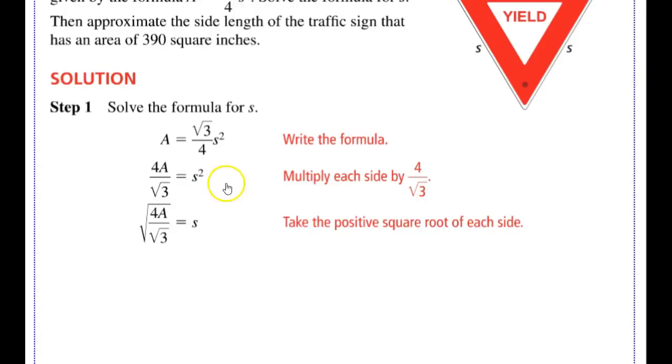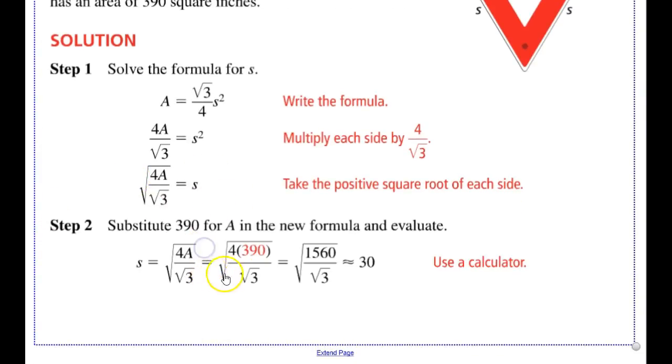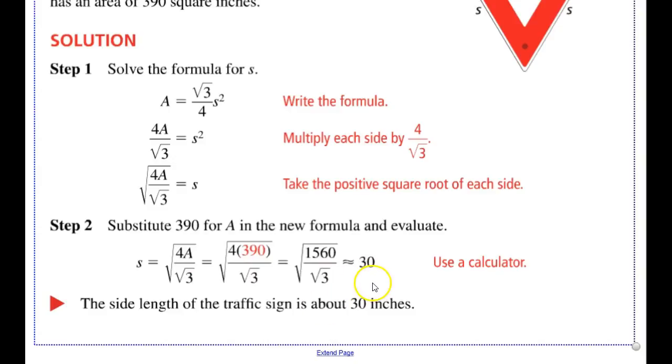Then I take the positive square root, and here I only care about the positive square root because we're dealing with side lengths, and I can't have a negative side length. So now that I've solved for s, I can go ahead and substitute the area that I was given and evaluate. So I just substitute that 390 for A, and then I use my calculator to get approximately 30 inches.